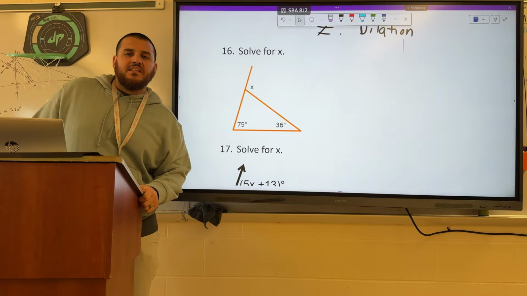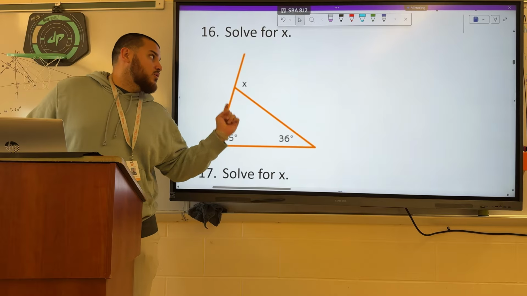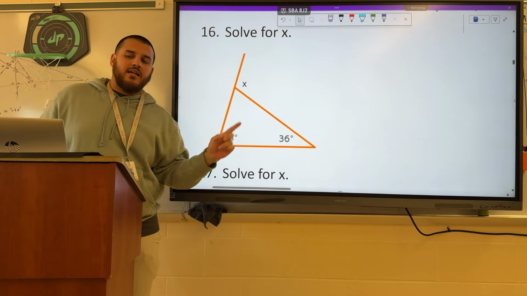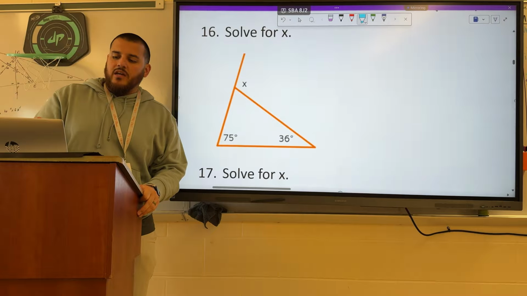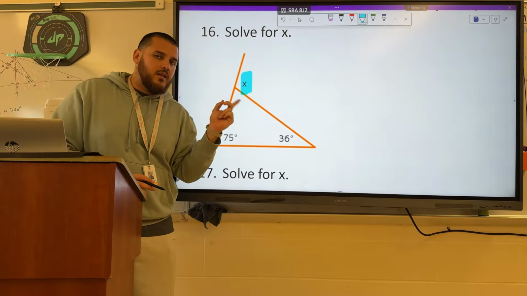16 through 18 is a series of exterior angle theorem problems. We're talking about triangle measure here with our angles. We have a triangle with one side extended, creating an exterior angle. And the rule here is that the exterior angle is equal to the sum of the non-adjacent angles.